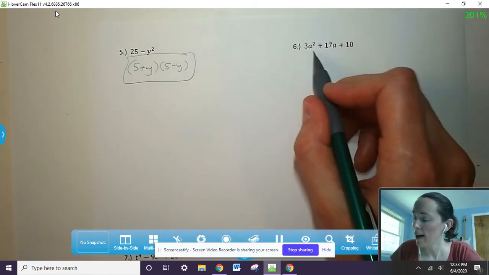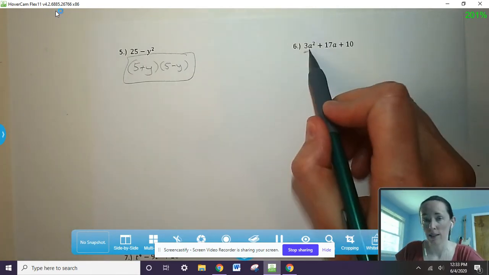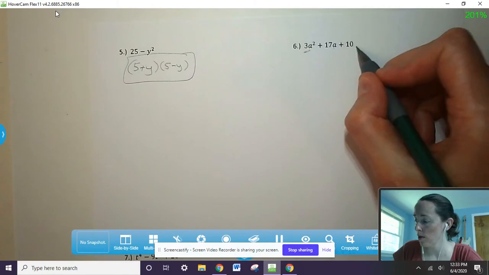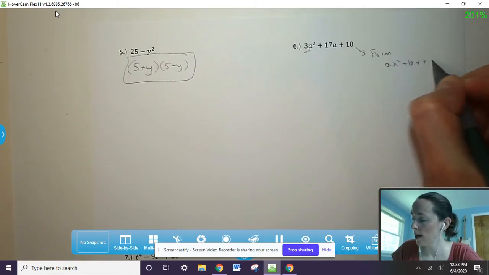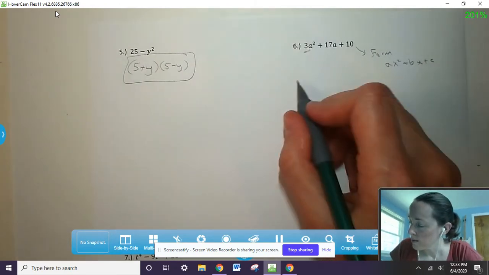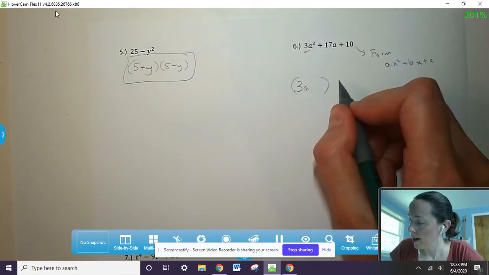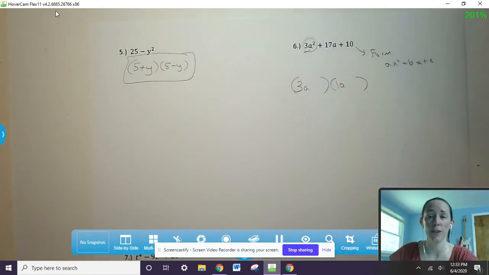Here's another one where we have an ax squared. We have a term in front of the x squared term. I know the variable here is a, but this is still the form ax squared plus bx plus c. So the a's here are taking the place of the x's. So to factor this one, we're going to have 3a and 1a. So once again, since 3 is prime, it's pretty nice. That's the only way to break down the 3a.